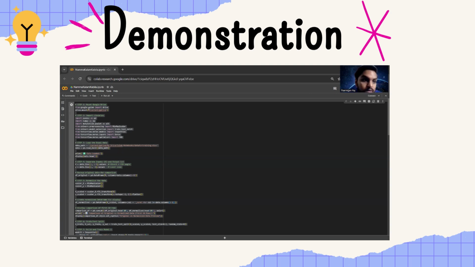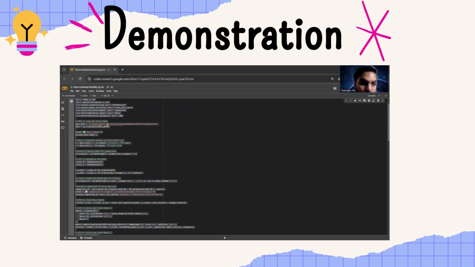Today I'm going to talk about the codes, like how we have done that. As you can see, the first step is to mount Google Drive, which connects your Google Drive to Colab, so you can load the files from it. The second step is importing libraries. It loads the necessary libraries for data processing, visualization, and neural network construction. It also includes MinMaxScaler for normalization and SGD as the optimizer.